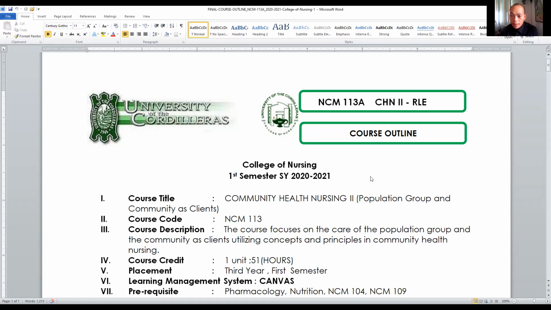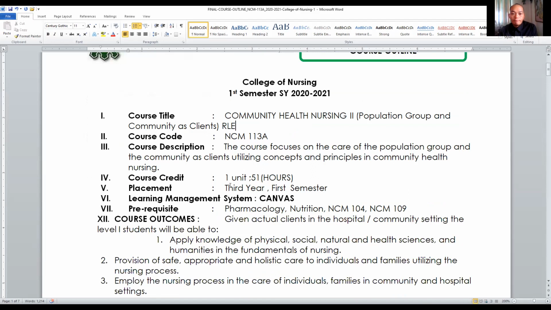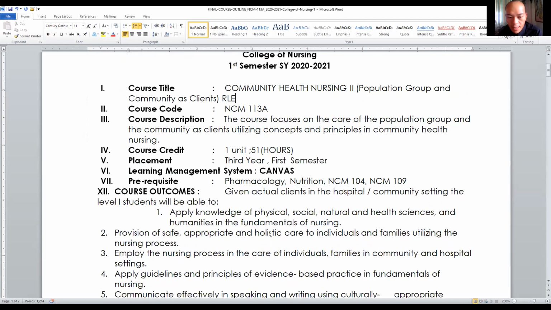For your 113, the course code here is wrong. The course title is Community Health Nursing 2, Population, Groups, and Community as Clients, and this will be your RLE because it is the application already. 51 hours for the second half is targeted for this. I'm not sure if we will be able to reach that, I think 24 hours will be the target for this.